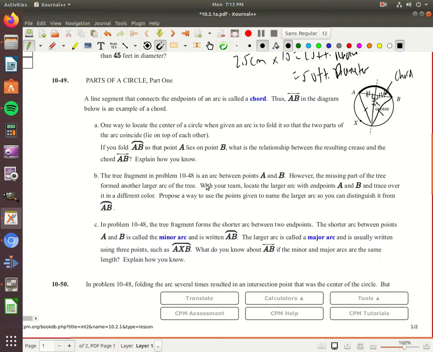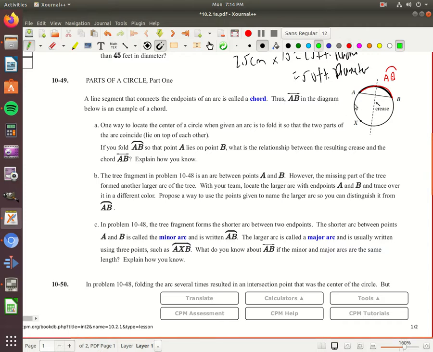So the tree fragment in problem 1048 is an arc between points A and B. However, the missing part of the tree formed another larger arc of the tree. So with your team, locate the larger arc with endpoints A, B, and trace over it in different colors. So here's what they're saying. They're saying this, that if we look right here, and I'll make this red, if I call this arc AB, you'll notice I'll make that arc sign. It's not a line. I made an arc.